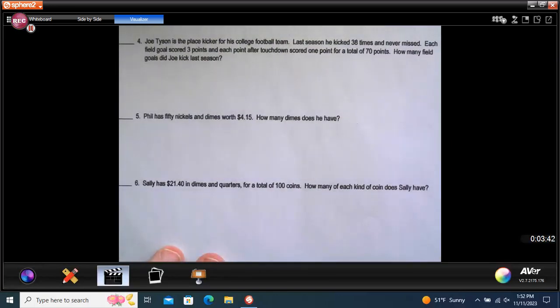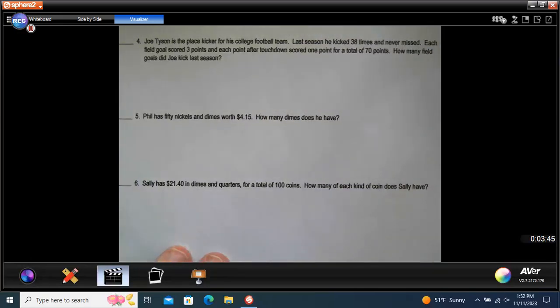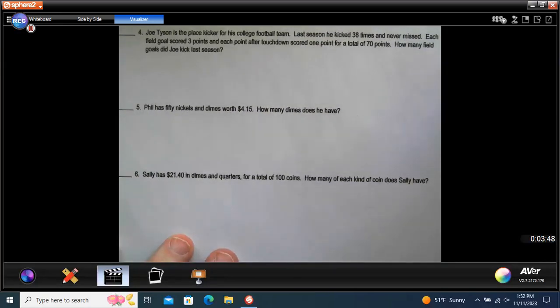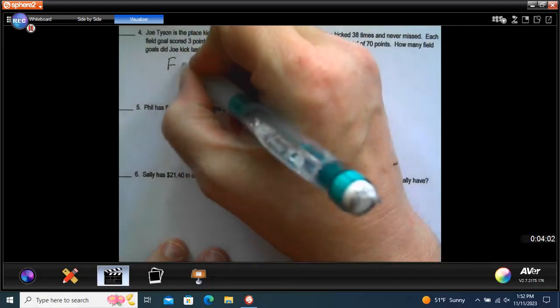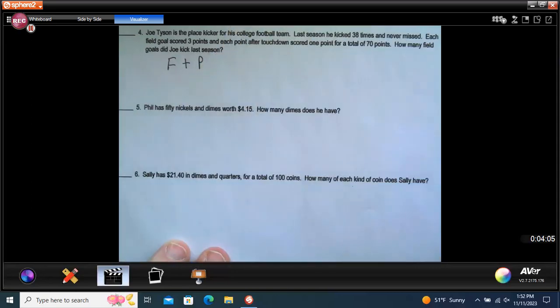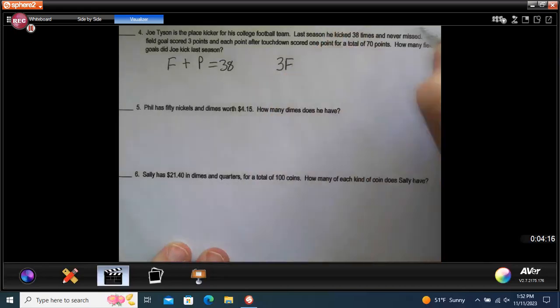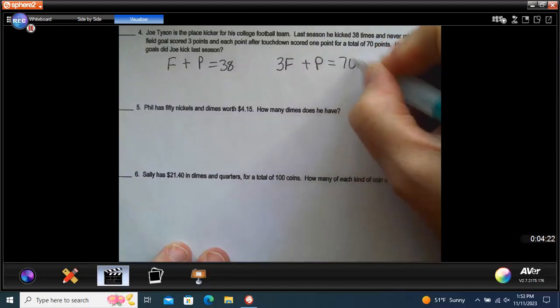Joe Tyson is the place kicker for his college football team. And last season, he kicked 38 times and never missed. Each field goal scored 3 points, and each point after touchdown scored 1 point. So that means that field goals plus point after attempts is 38, because that's the number of times he kicked the football. Okay, what is a field goal worth? A field goal is worth 3. A point after attempt is worth 1, and he scored a total of 70 points for his team.